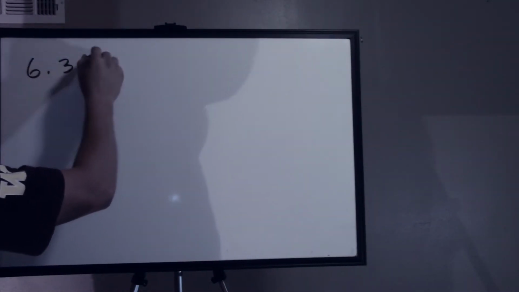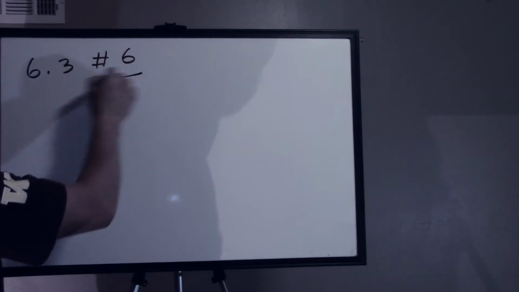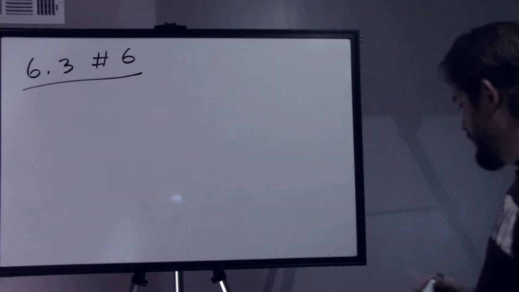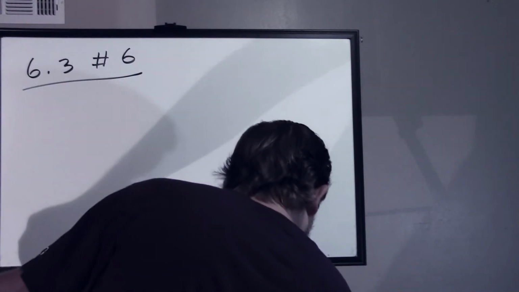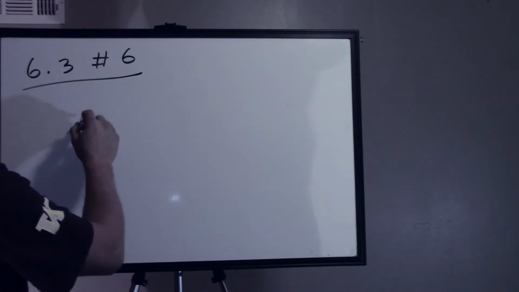Let's look at number 6. It says simply to rewrite the log equation as an exponential equation. And we're given log base 2 of w equals z.